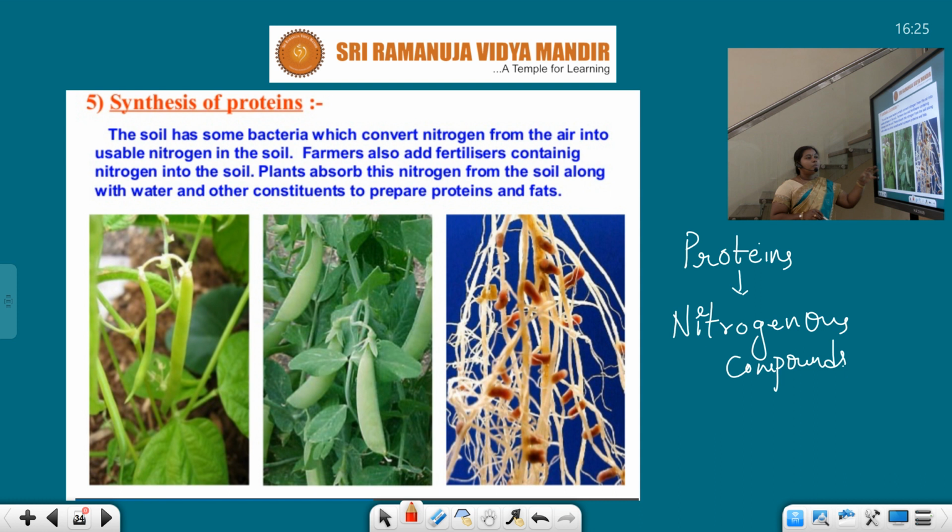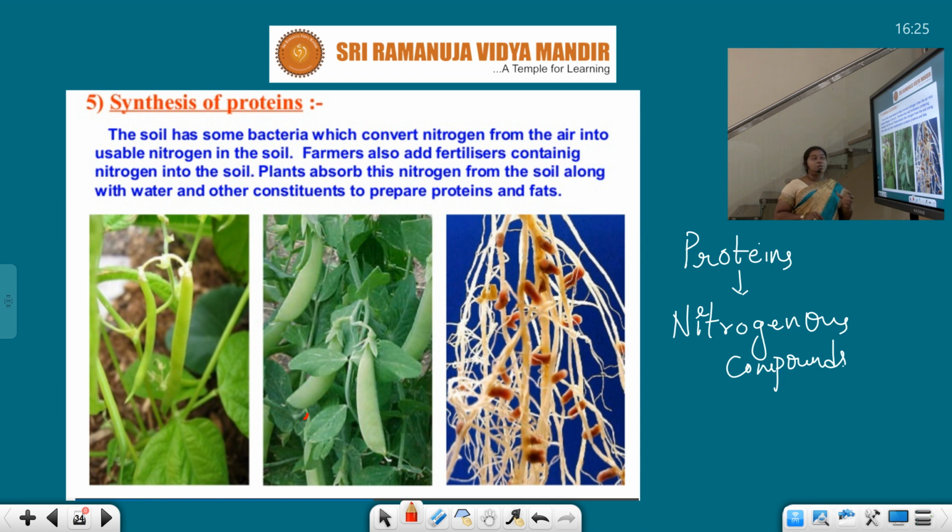Okay, so even proteins are nothing but nitrogenous compounds. Some plants require these nitrogenous compounds also for their growth and development. But these plants cannot synthesize the nitrogen compounds. They can only synthesize the carbohydrates. But in nature, in the atmosphere, more than 70% of the nitrogen is available. But this atmospheric nitrogen cannot be directly absorbed by the plant.